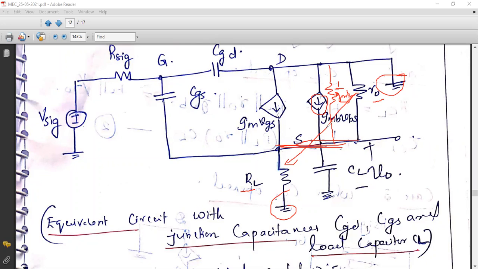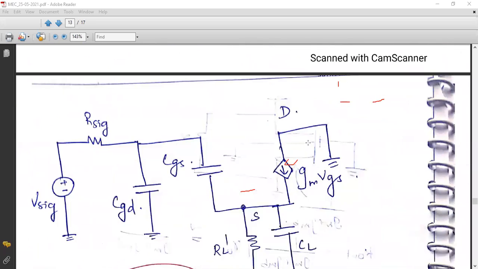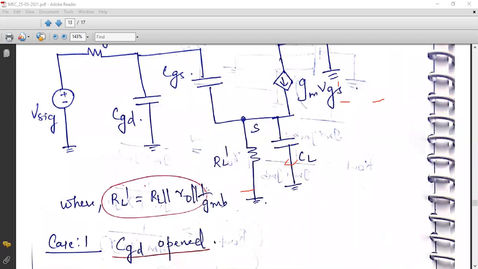Apart from that, one modification I have: 1 by GMB. RL and R0 are parallel. Apart from that, instead of putting this GMB VBS, the modification is that we insert one resistance, and that resistance is 1 by GMB. So all three resistances come together, which are parallel to each other. I will call it RL dash. So RL dash is the parallel effect of RL, R0 and 1 by GMB together, and I will connect RL dash between the source and ground. So this is our new modified equivalent diagram. Please draw it.